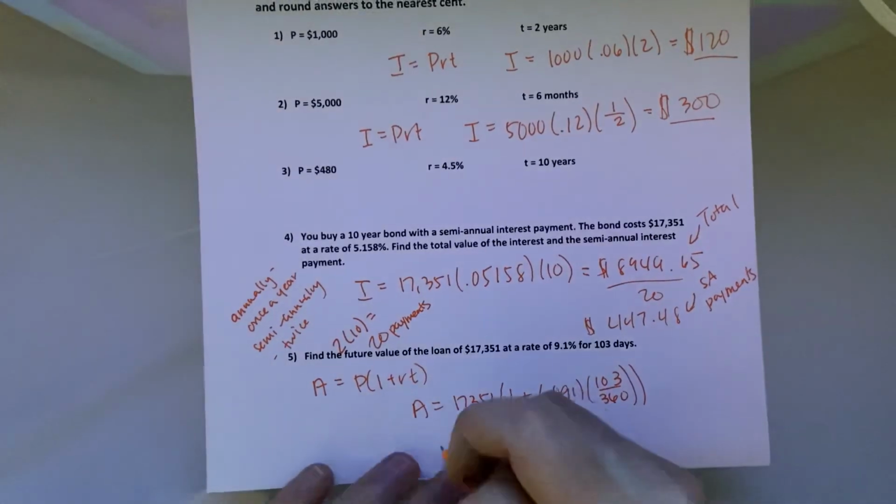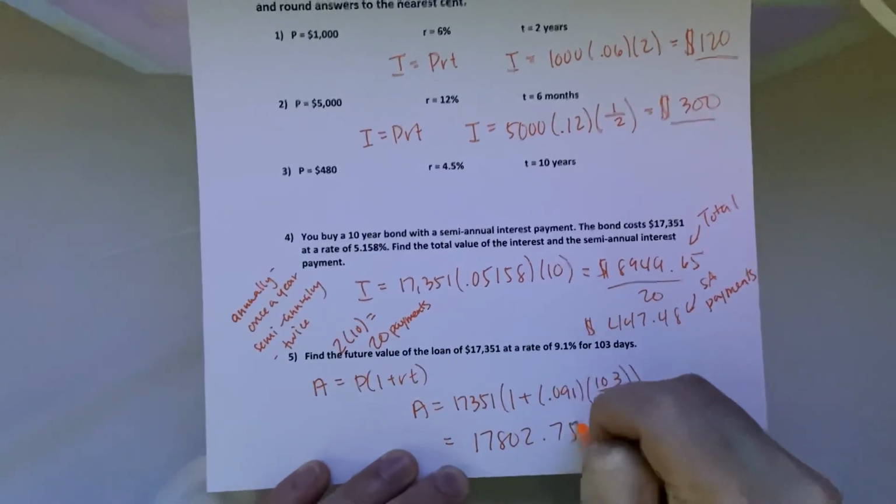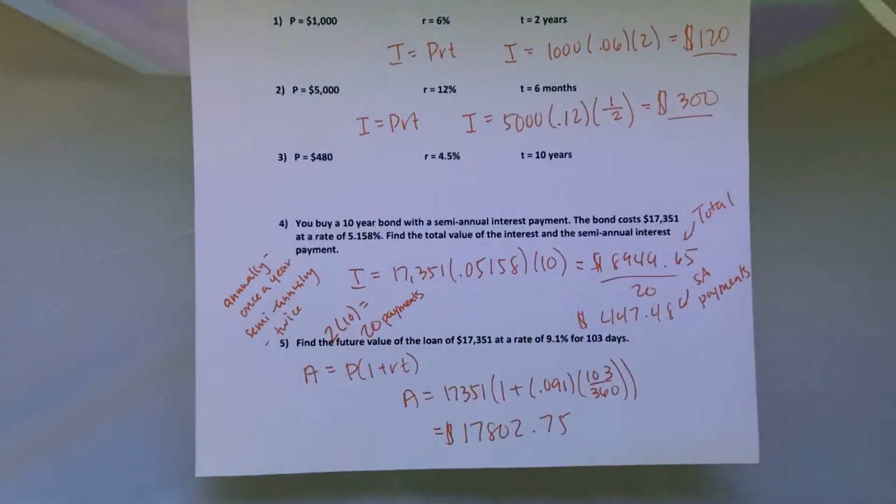Looks like the total future value is $17,802.75, which is our original amount plus interest. It's a 9% interest rate, but we're only borrowing for less than even 4 months, so it's not going to accumulate that much. It looks like it went up about $450 total, which isn't too much.